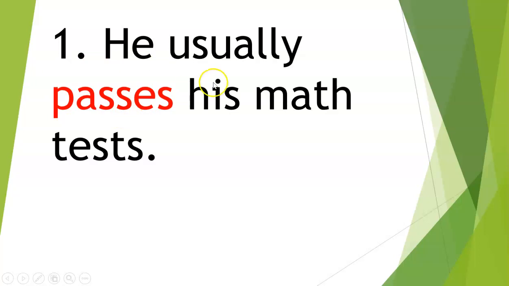We would say he usually passes his math tests. So we would say, for example, I usually pass, we usually pass, they usually pass. But again, for he or she or it, we're going to say he usually passes his math tests. Okay, let's go on to number 2.